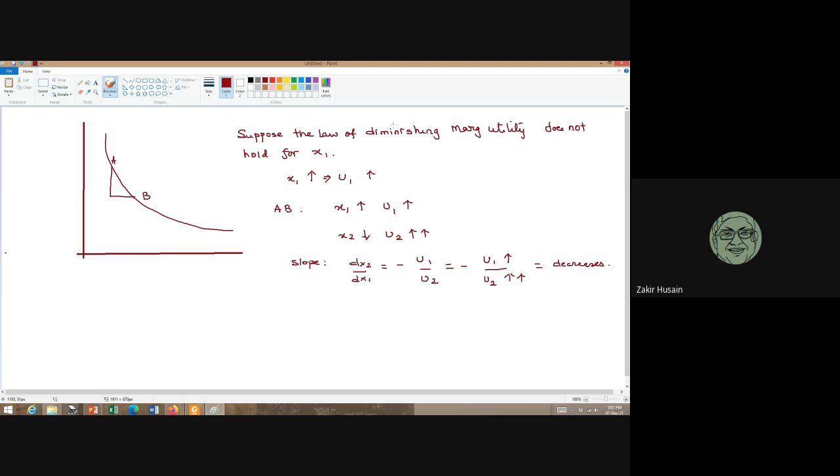So we can see that even if the law of diminishing marginal utility does not hold, even then we can have a convex indifference curve. The slope is going to decrease as I move from a point like A to B. So I'm getting the same result as before, even by discarding the law of diminishing marginal utility.